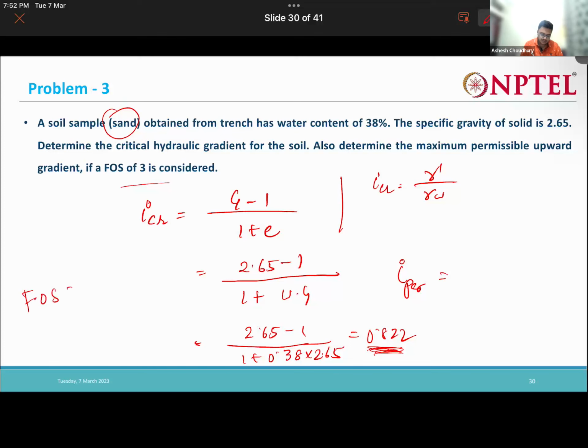What is my factor of safety? FOS is equal to i critical by i permissible. The permissible gradient should always be less than the critical. So permissible will be nothing but 0.822 by 3, which is 0.274. So our hydraulic gradient should not be more than 0.274 if we are asked to have a factor of safety of 3.